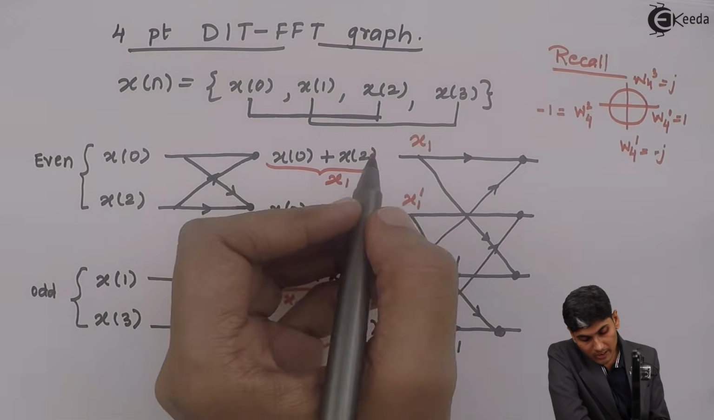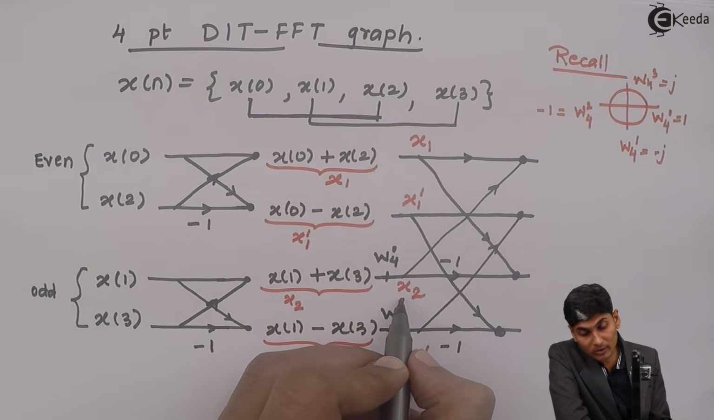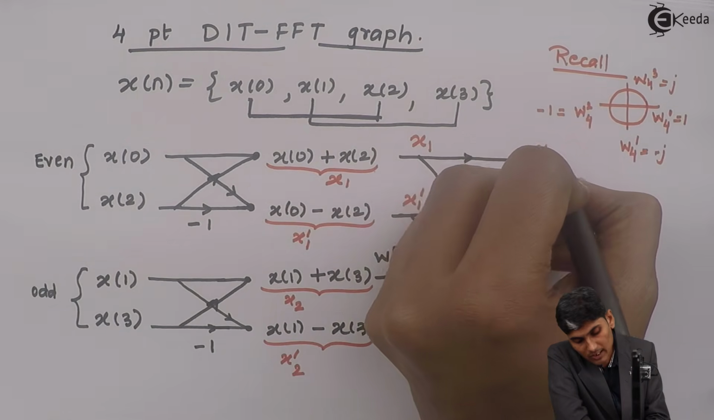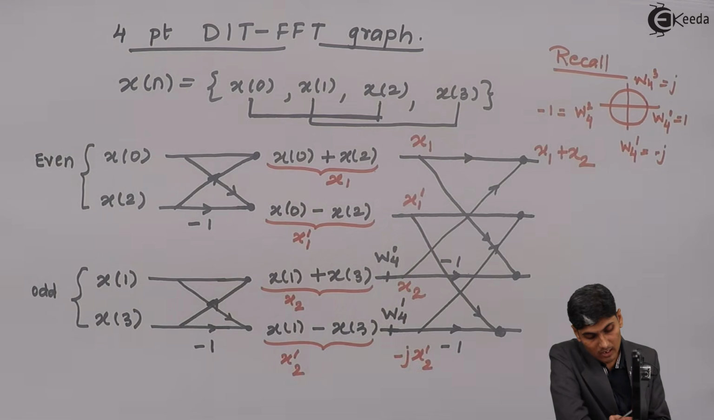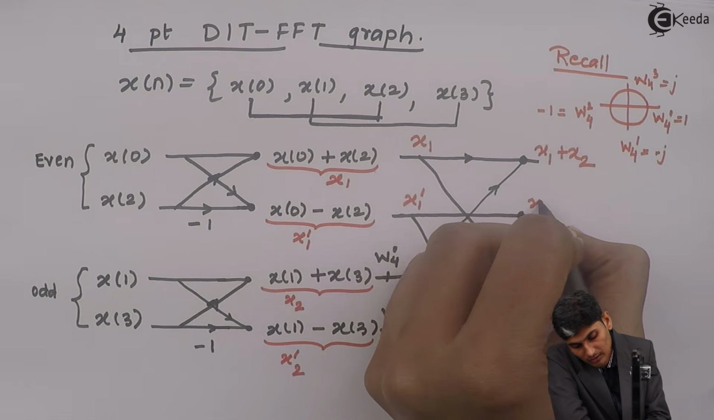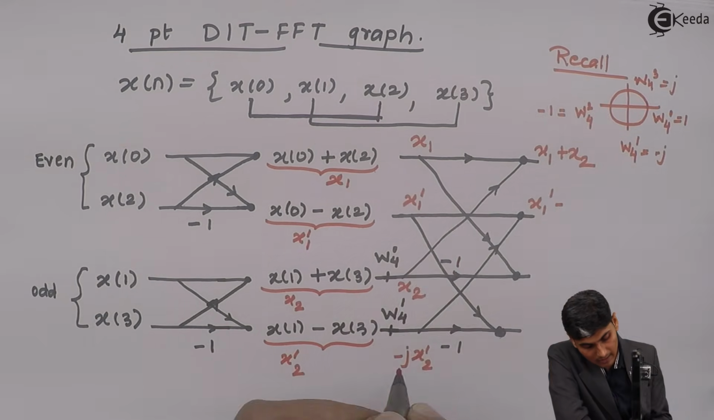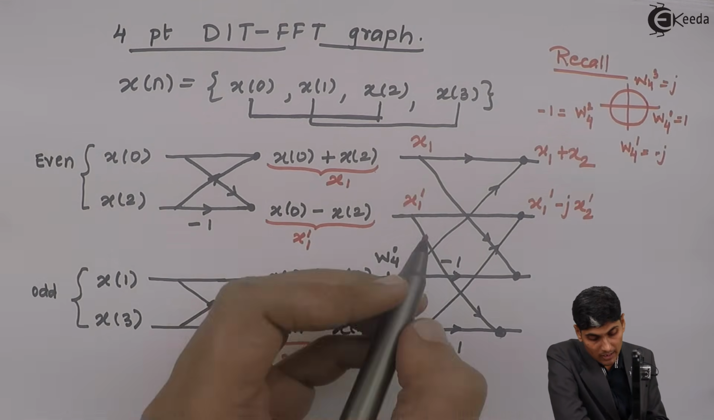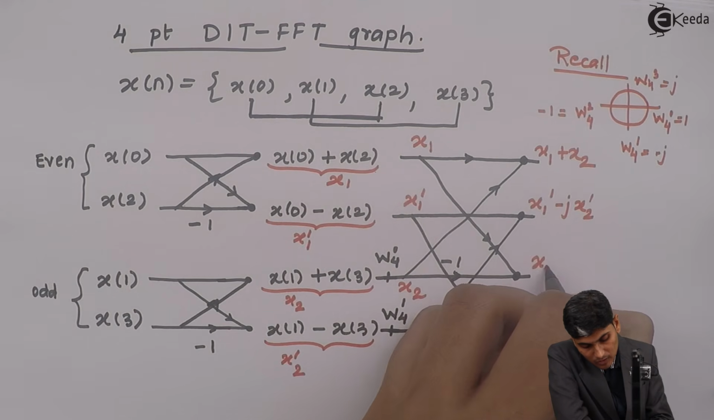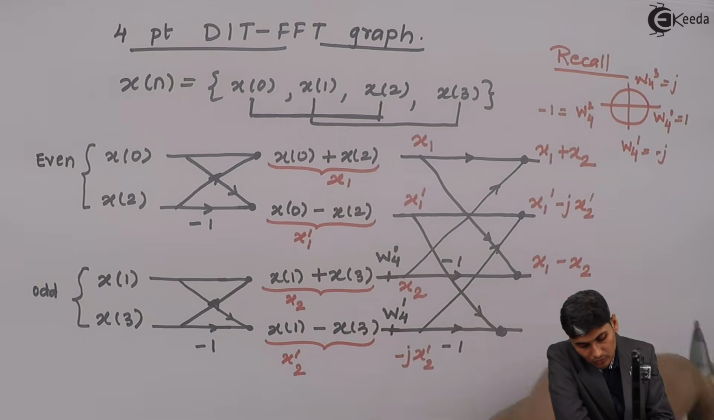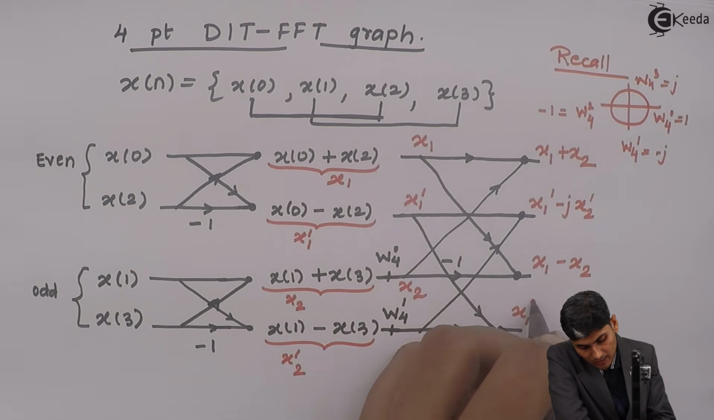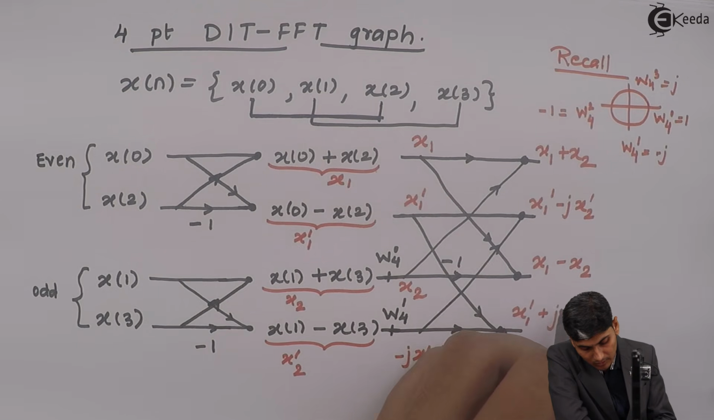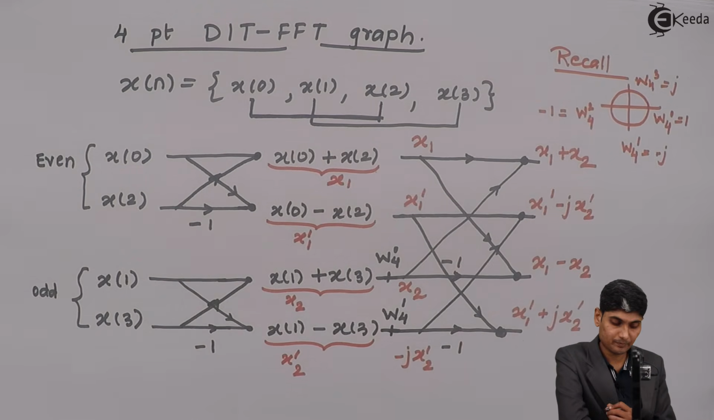Right, now whenever you add, I add x1 with the third element, that is x2. So this becomes x1 plus x2. Then I get x1 dash plus minus j x2 dash, because that is the factor. Now I'm going to subtract. So I get x1 minus x2, and here I get x1 dash minus of minus j x2 dash, which gives plus j x2 dash. Agreed? So this is what the complete flow graph looks like.